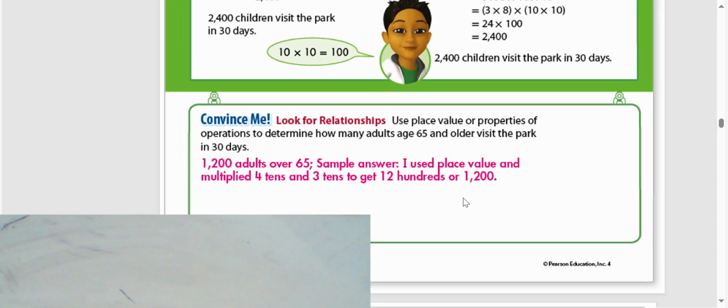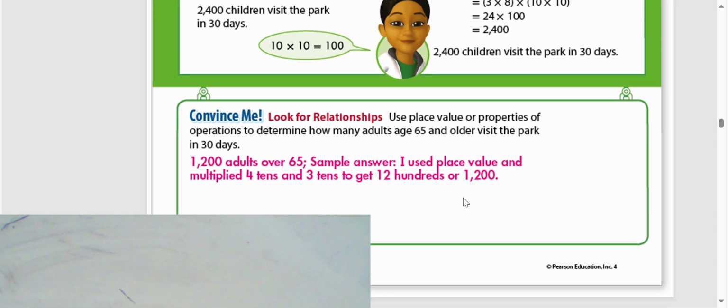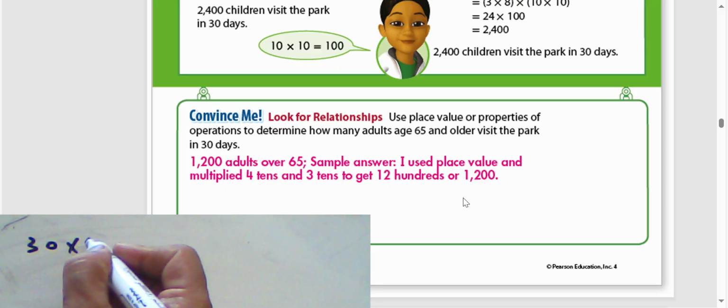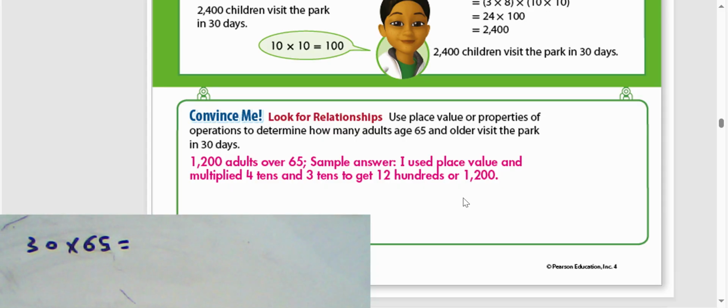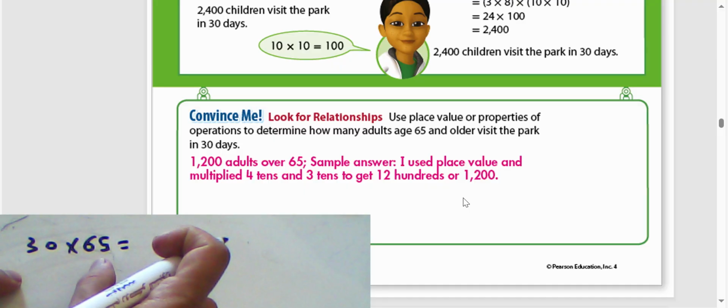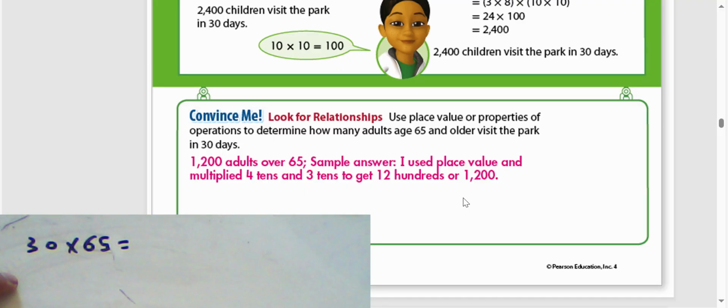This question is about 65 in 30 days. We can approximate this number: 30 multiplied by 65. Here we have the number 30 and the number 65. For the product, we can write a zero here, and we can find the nearest ten to 65. The nearest is 70. Then it is 30 times 60, or 60 times 70.